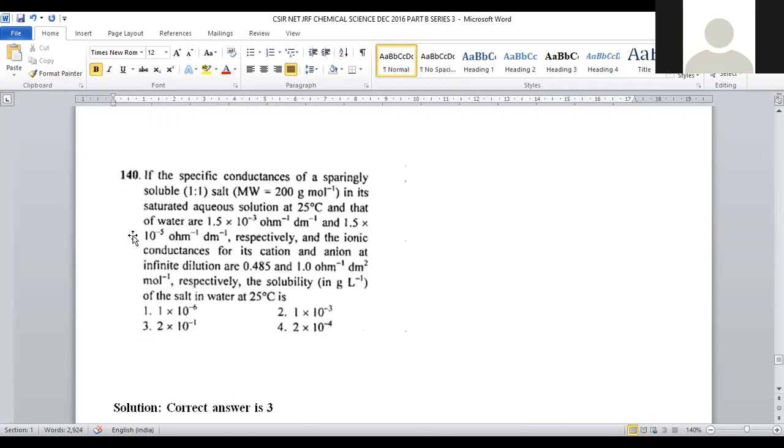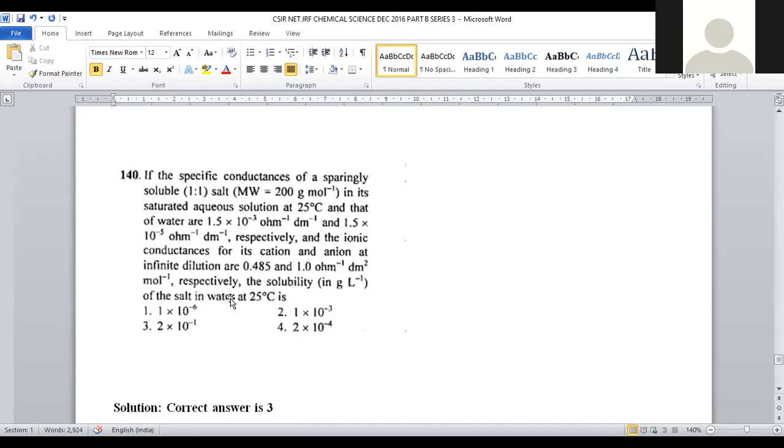Let us move on to question number 140. If the specific conductances of a sparingly soluble 1:1 salt, molecular weight 200 gram per mole, in its saturated aqueous solution at 25 degrees centigrade, and of water, are 0.5 into 10 to the power minus 3 ohm inverse decimeter inverse and 1.5 into 10 to the power minus 5 ohm inverse decimeter inverse respectively, and the conductivities of its cations and anions at infinite dilution are 0.485 and 1.0 ohm inverse decimeter inverse mole inverse respectively, the solubility of the salt in water at 25 degrees centigrade should be predicted.